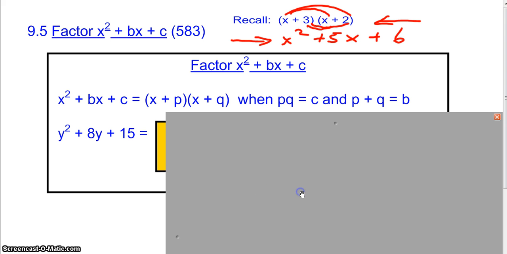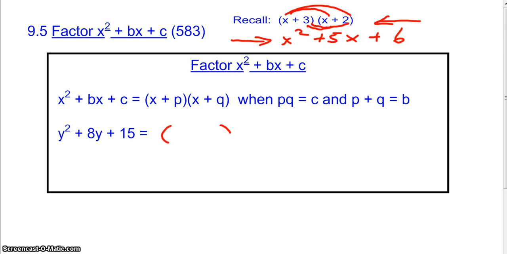Okay, so try it one more time on your own here and see what you can do. Again, start with 2 sets of parentheses. So the first term in each of these binomials must be y. Good, because we have y squared. Okay, and the last term is c. So we're looking for factors of 15 that end up adding up to 8.